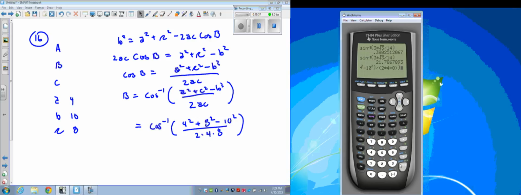Mhm. Negative 516. I got 108. Cosine alpha. Try it. Is that what you got? What's happening? Is that what you got, 108 something?